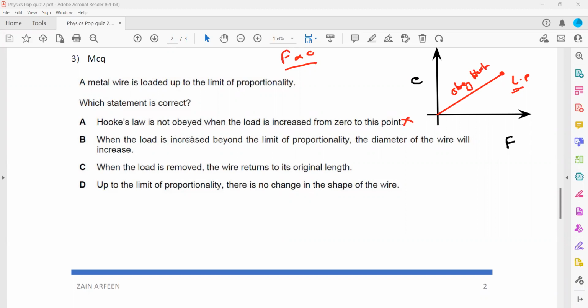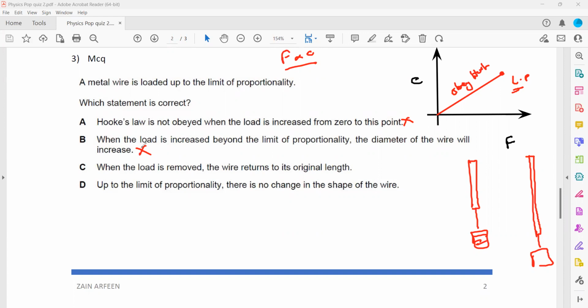When a load is increased beyond the limit of proportionality, the diameter of the wire will increase. No. Logically, what happens if you add too much load to a wire? The wire will stretch, its length will increase and the cross-section area will decrease. It gets thinner. So its diameter does not increase, its diameter will decrease.